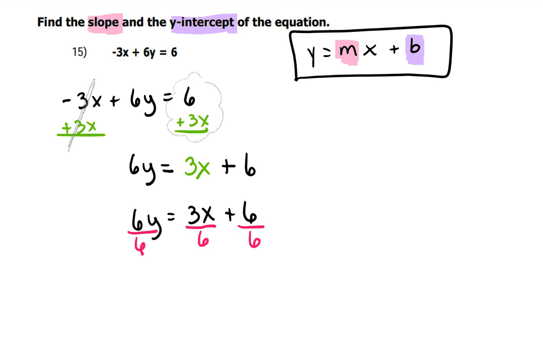And on the left, 6 over 6 is a 1, y. And 1 times y is just y. And now what I'm going to do is simplify it. This guy right here, I've got 3/6. I can reduce that down to 1 over 2. So this literally becomes a 1/2 x plus, and then this guy, 6 divided by 6, that's just a 1.